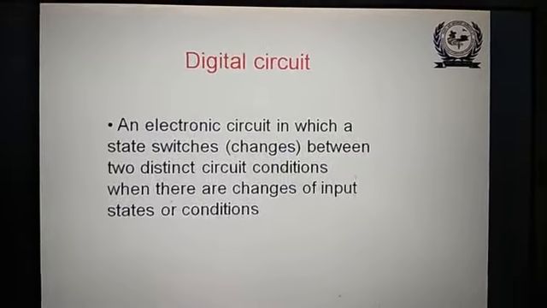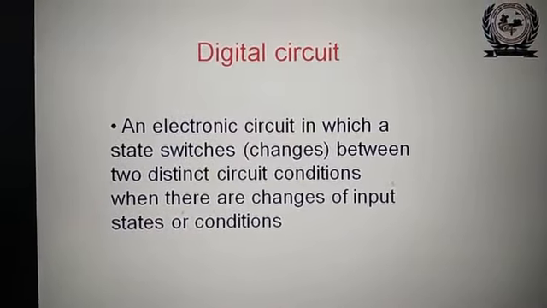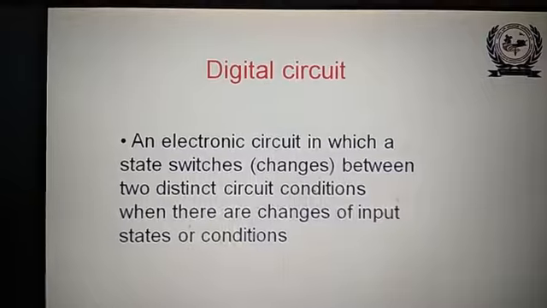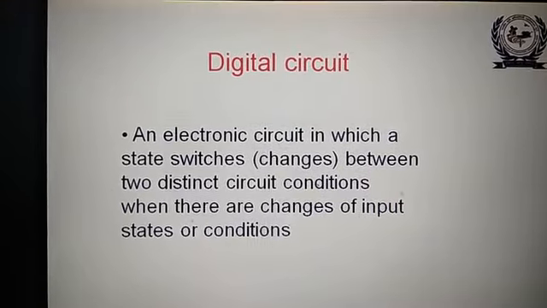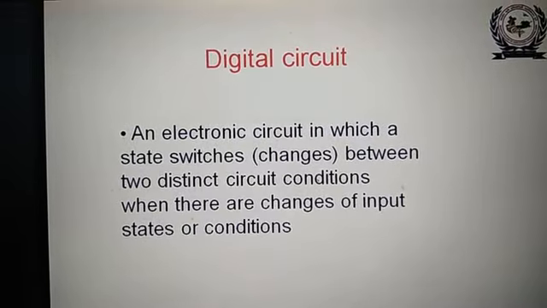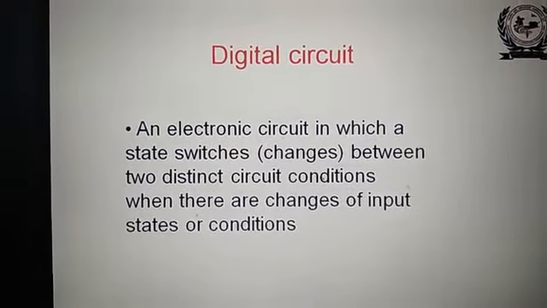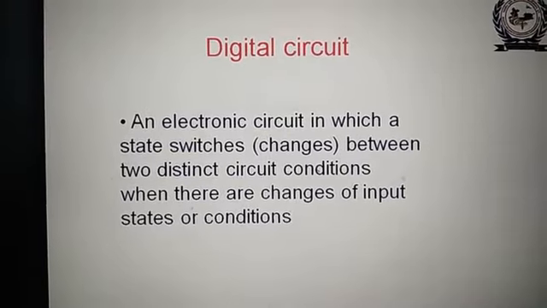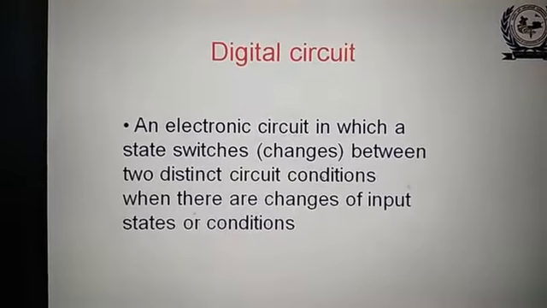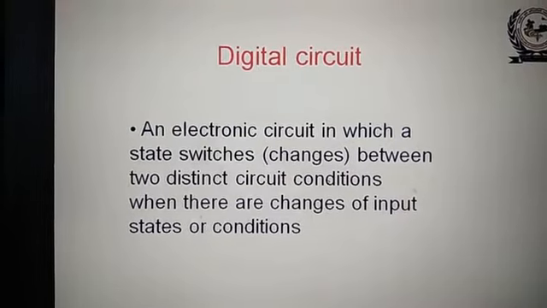Right? Then what is the digital circuit? An electronic circuit in which a state switches between two distinct circuit conditions when there are changes of input states or conditions. States switches means changes. So what is digital circuit? An electronic circuit in which a state changes between two distinct circuit conditions when there are changes of input conditions.